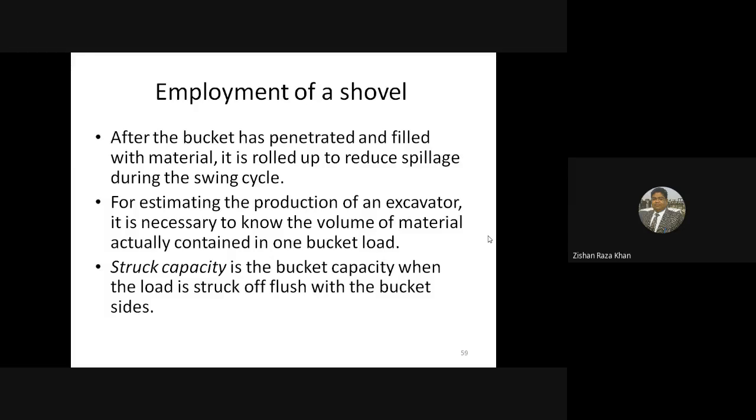For estimating the production of an excavator, it is necessary to know the volume of material actually contained in one bucket. So we need to find out the bucket capacity which is actually present at site with the actual material. The struck capacity is the bucket capacity when the load is struck off flush with the bucket sides. You can assume the struck capacity means, in one go, one strike, whatever material it cuts, the load is struck off flush with the bucket sides. It means there is no heaping. Then that capacity is also taken as bucket capacity.